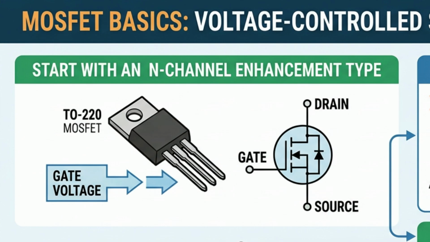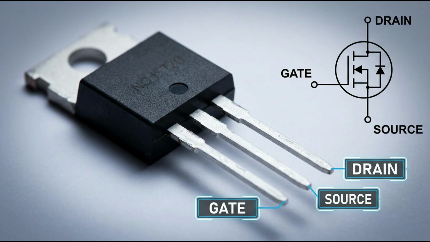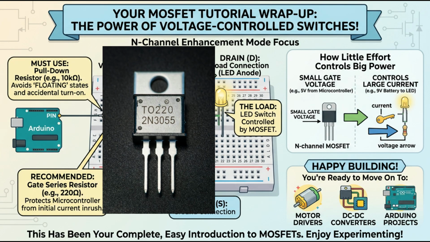To wrap up, remember, MOSFETs are voltage-controlled, super-efficient switches. Start with an N-channel enhancement type, and learn gate, drain, source connections. Always use a pull-down resistor on the gate for N-channel to avoid floating states, and add a series resistor if driving from a microcontroller. Build this simple LED switch on a breadboard.